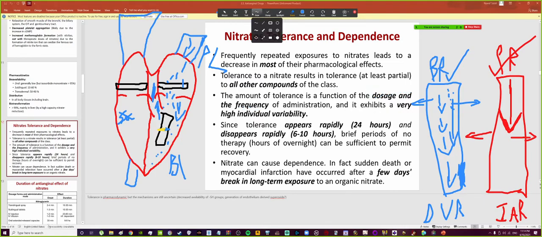Drug abuse or dependence, in which if you use it for a long time, your heart becomes used to it, your blood vessels become used to it, and therefore when you stop using nitrate, you should do it gradually, because if you suddenly stop, you're going to have withdrawal symptoms. This can lead to myocardial infarction, coronary artery spasms, vasoconstriction, very bad stuff.